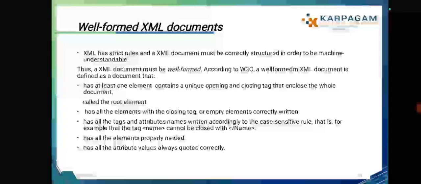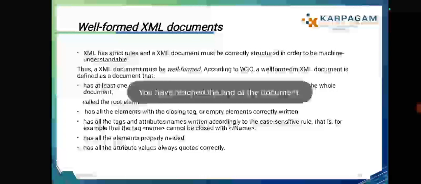that has all the tag and attribute names written according to the case-sensitive rule. That is, for example, the tag name, everything in small case, right? So it cannot be closed with some other case. Here the name starts with the first letter N as a capital, so this is not possible. That has all the elements properly nested. That has all the attribute values always quoted correctly. That means it should be inside double quotation marks. Attribute values should be quoted with double quotations. That is the meaning of it.